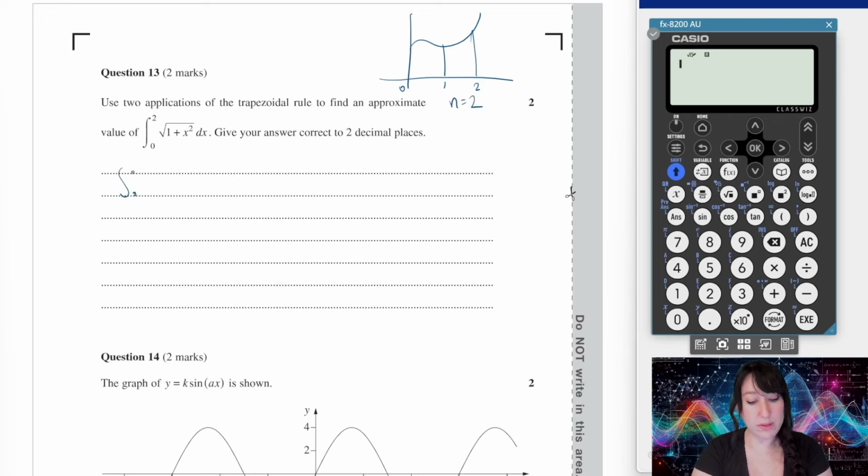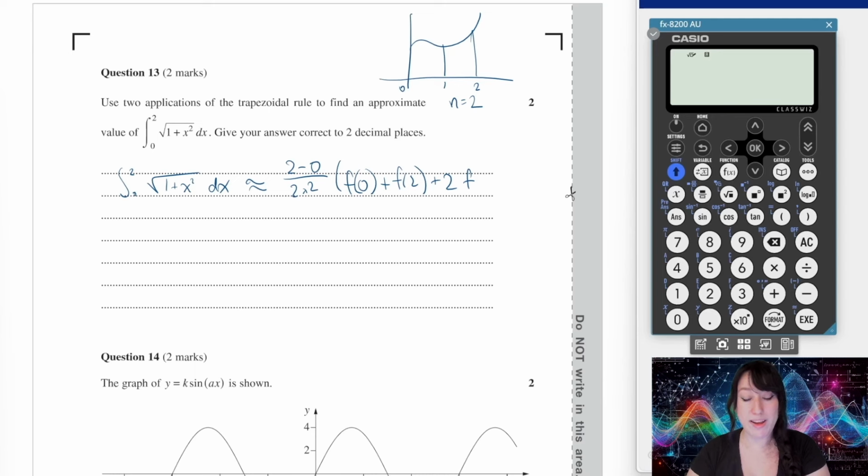So the integral will be approximately equal to b minus a, which is 2 minus 0, over 2 times n, so 2 times 2, times f of a, which is f of 0, plus f of b, which is f of 2, plus 2 times f of the middle values, which in this case is just 1, which is f of 1.